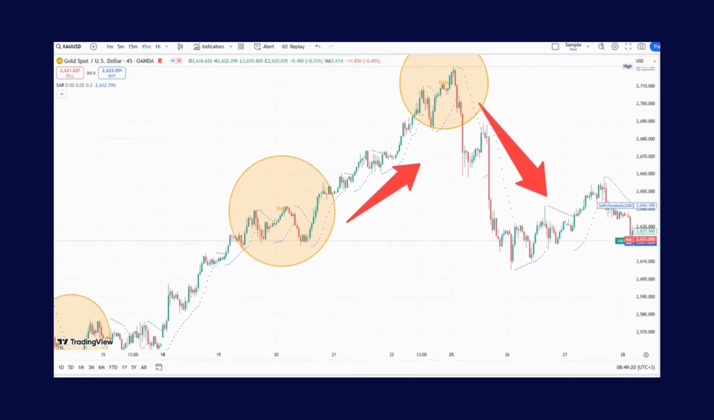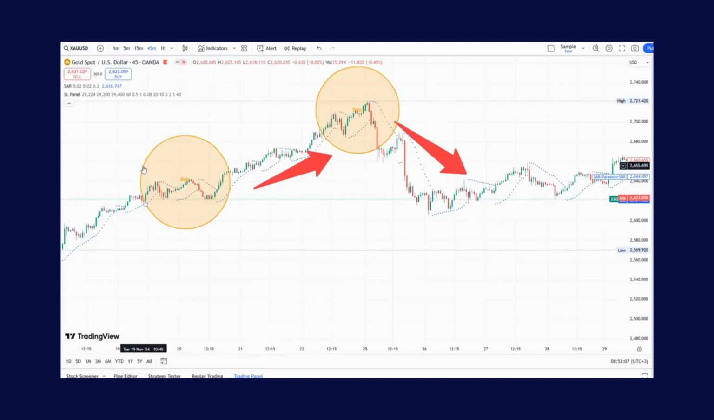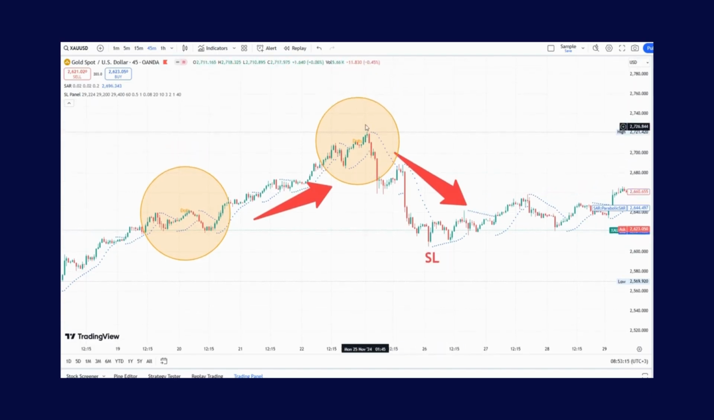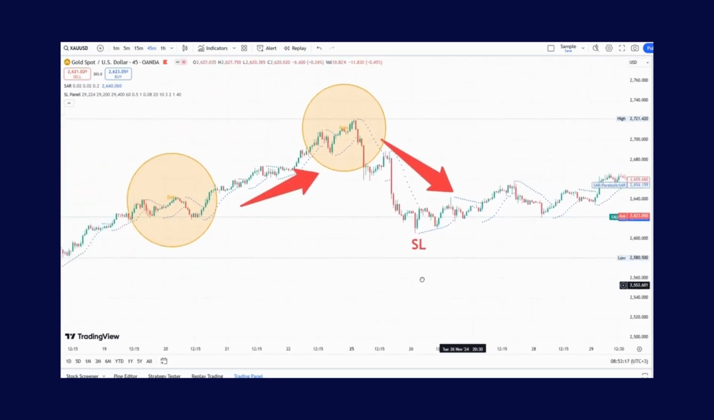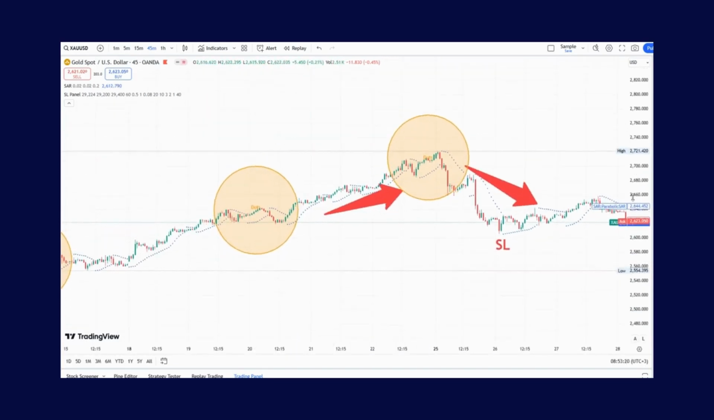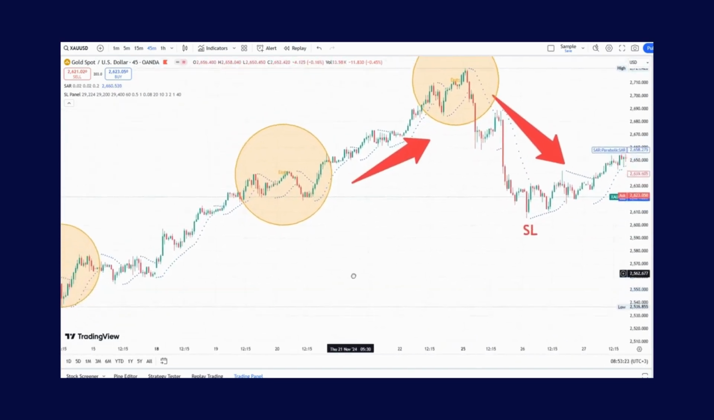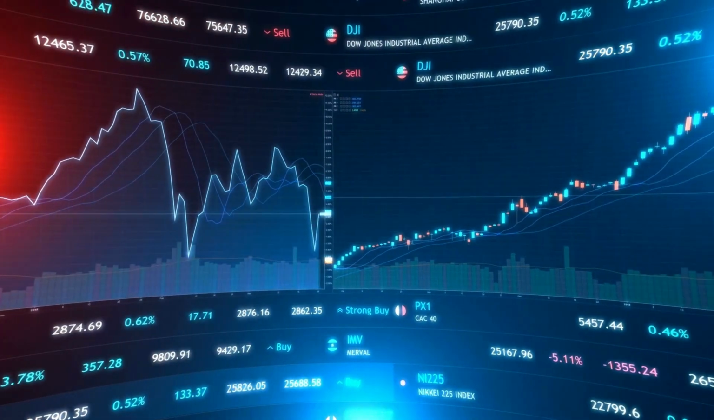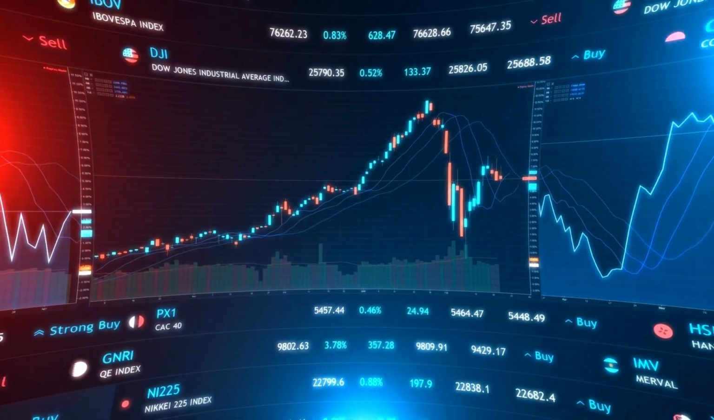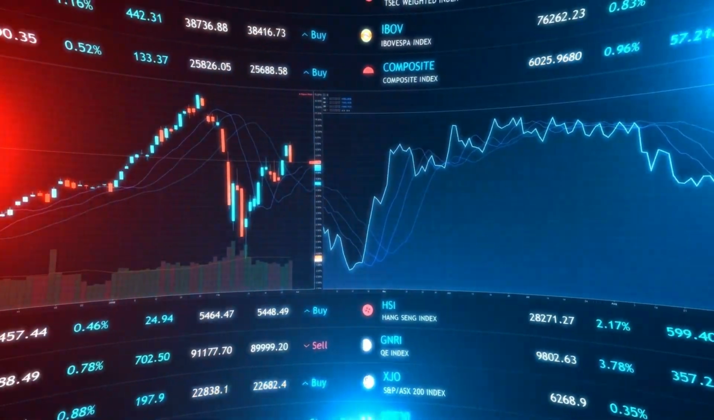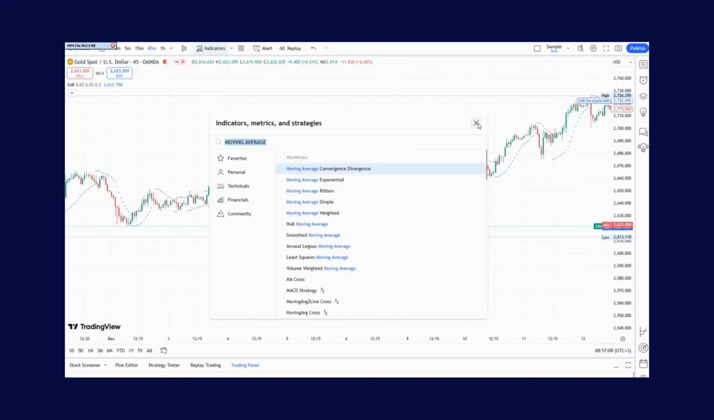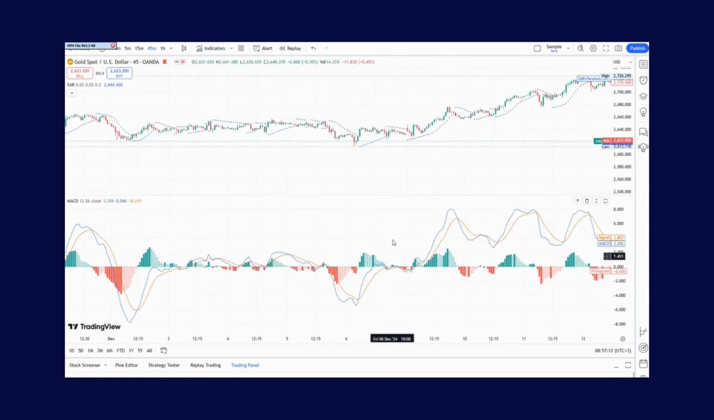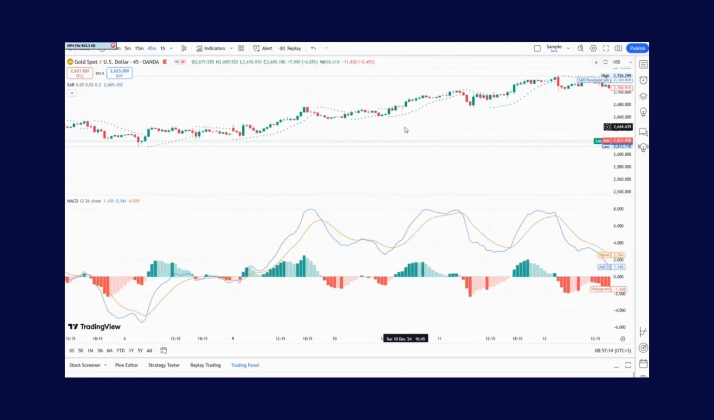The Parabolic SAR is also widely used for setting stop-loss levels. Because the indicator calculates potential reversal points based on price and time, it can be a useful guide for placing trailing stop-loss orders. As the trend progresses, traders can move their stop-loss level in line with the position of the Parabolic SAR dots. This method not only protects profits, but also ensures that traders exit the market before a trend reversal erases their gains. However, it is important to note that the Parabolic SAR works best in trending markets and may produce false signals in ranging or choppy conditions.